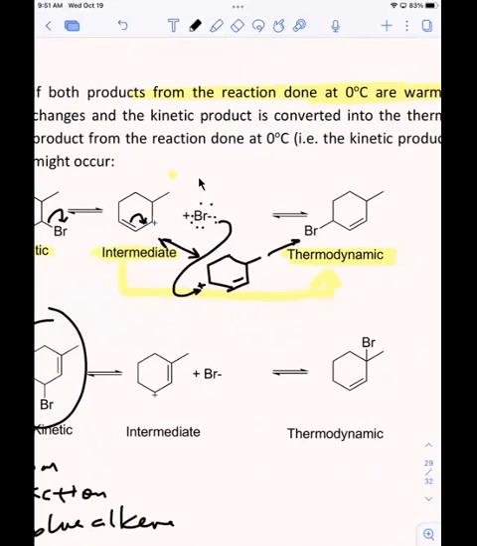So that's the gist of this kinetic versus thermodynamic discussion: if you're working under kinetic conditions and you want to change the product distribution, you just need to change the temperature. Because then you can set up this equilibrium. You go from the low stability product back to the intermediate, and then if the temperature is higher, you can get to the other product.